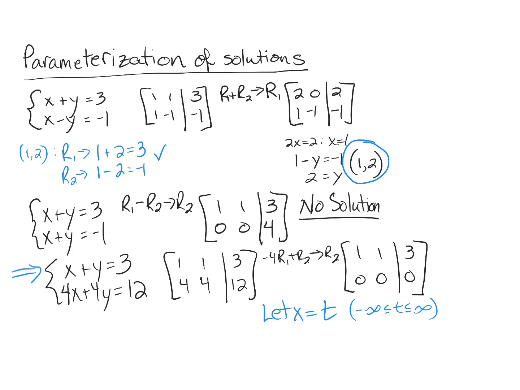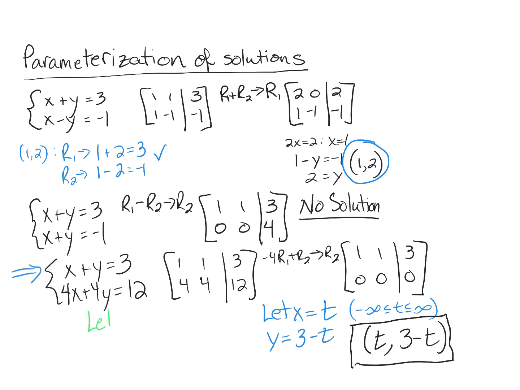Now, if x equals t, what does y equal? We'll take that equation, x plus y equals 3. Y is 3 minus x, so y is 3 minus t. Using these two equations, we get the solution to our system as x is t, y is 3 minus t. I can pick any value of t, plug it in here, and that will represent every single point on the line.